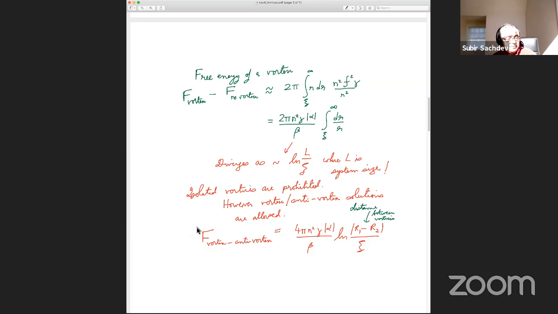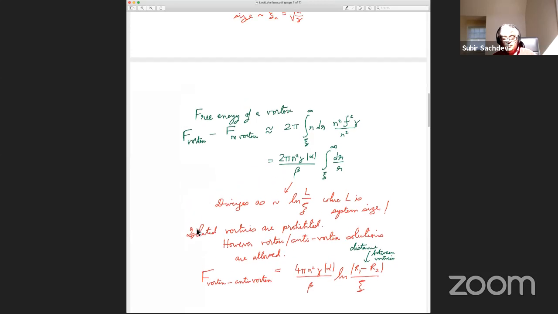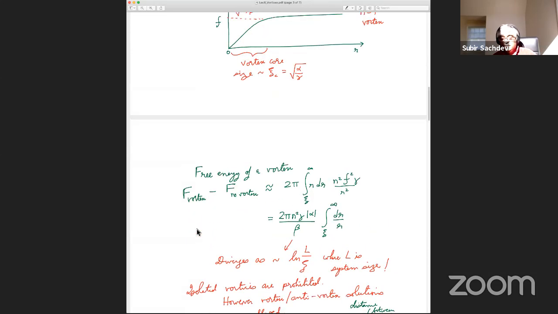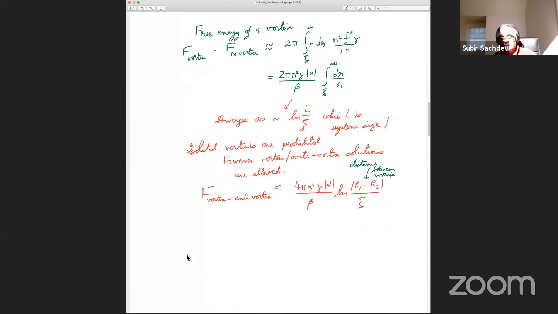Okay, any questions on that? So that is the all correct answer for a neutral superfluid. A perfectly straight vortex has some energy per unit length, which diverges logarithmically with the size of the system. And a pair of vortices has an attractive force. The energy goes as log of r, which means the force between a vortex and an anti-vortex goes as 1 over r, the derivative of this.